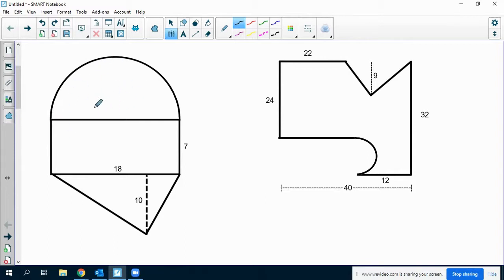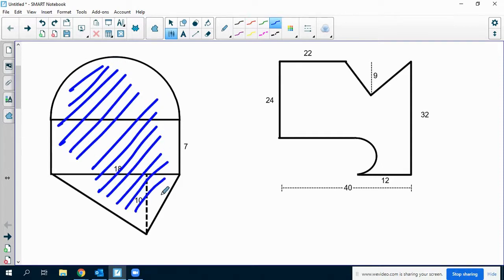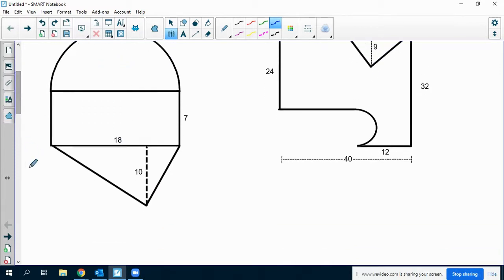We're going to find the area of this thing. So we want the area of this entire shape. In this case, we appear to have three different things going on. We appear to have a semicircle, a rectangle, and a triangle. So we're going to do those three things and then add them all together.